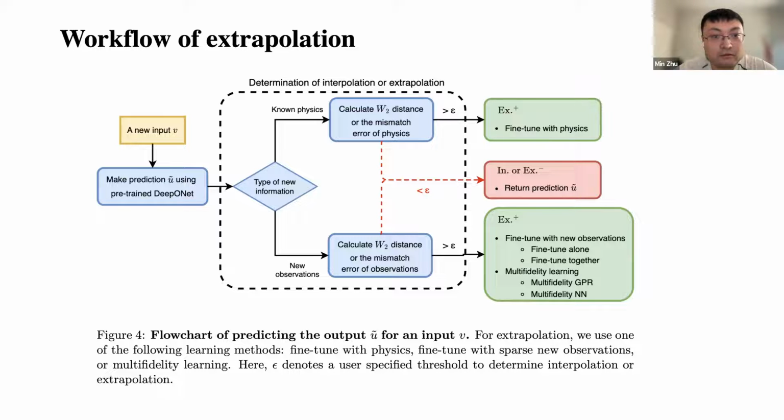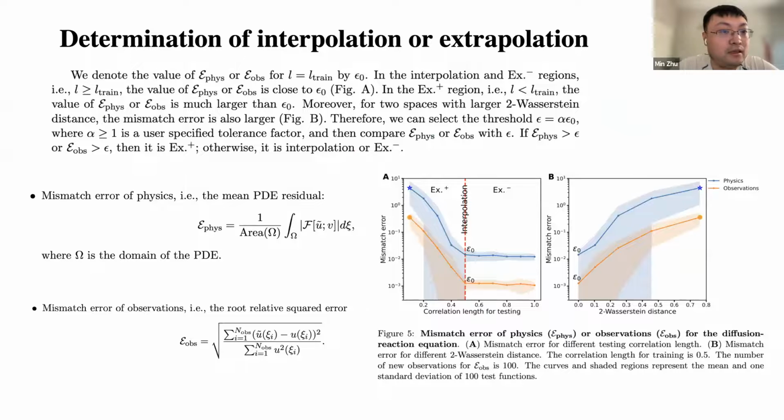And if we have new observations, we could also calculate the W2 distance or the mismatch error of the observations. Then, if it is larger than the threshold, it is also the case of extrapolation plus. We could use the fine-tune with new observations method or the multi-fidelity learning method. And an important question is how could we decide the threshold? We could learn it from these figures.